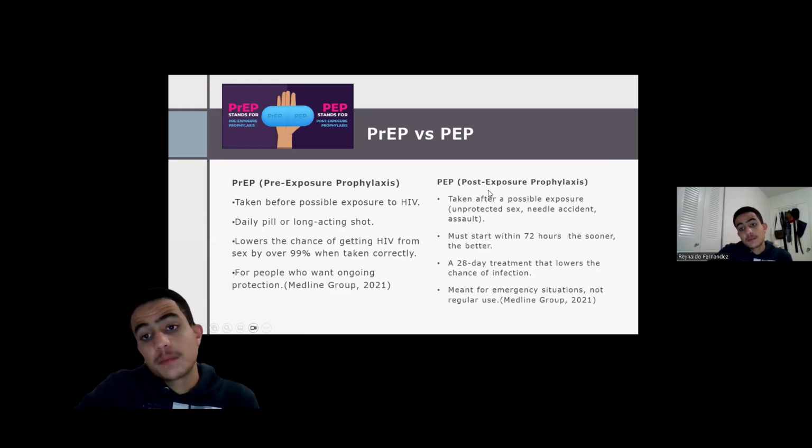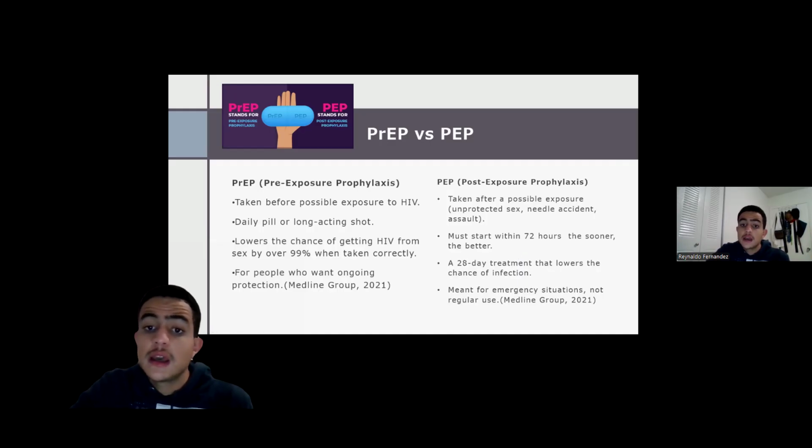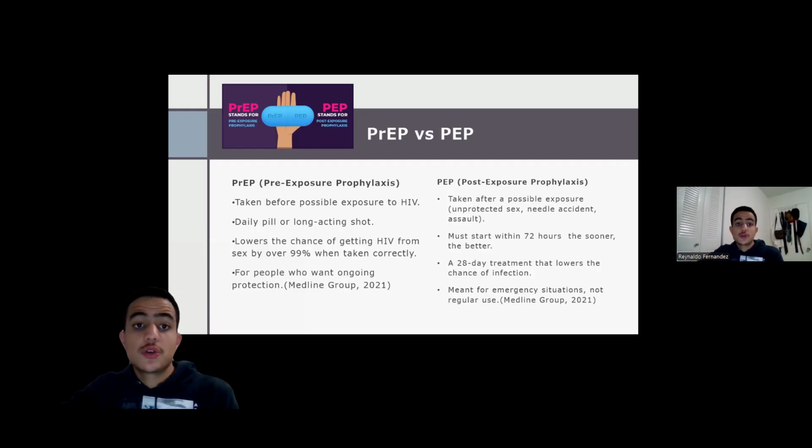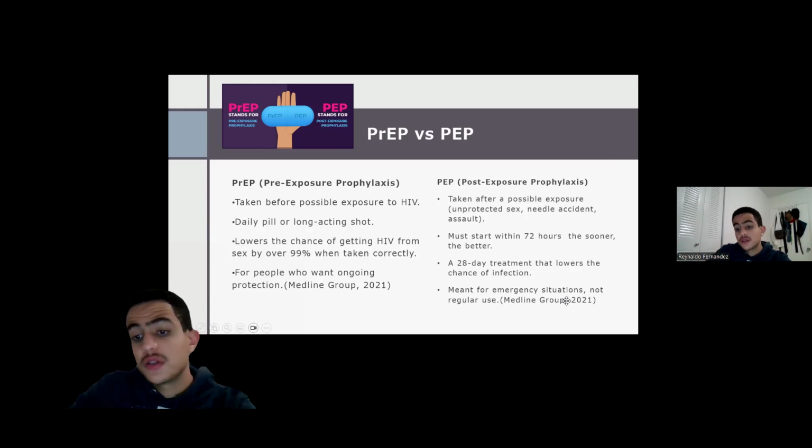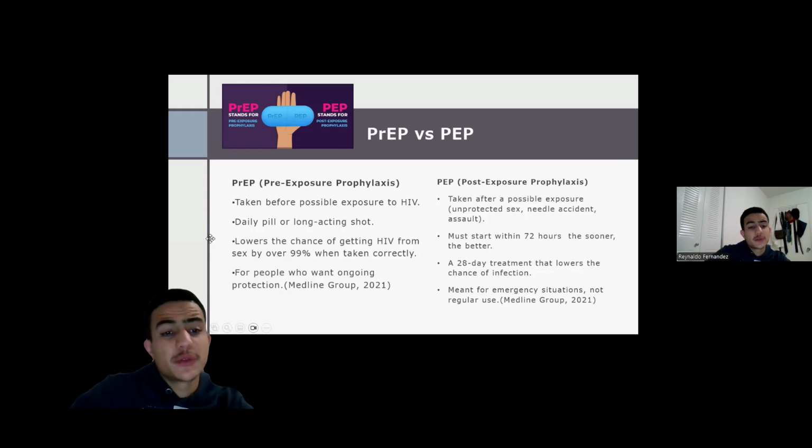And then PEP is post-exposure prophylaxis. This is taken after possible exposure, like unprotected sex, a needle accident, or assault, and it must start within 72 hours. The sooner the better. So after an attack or unprotected sex, if you're unsure, you should go take PEP, because it's a 28-day treatment that lowers the chance of infection. It's meant for emergency situations, not regular use. So PrEP is for regular use, and PEP is for emergency situations.